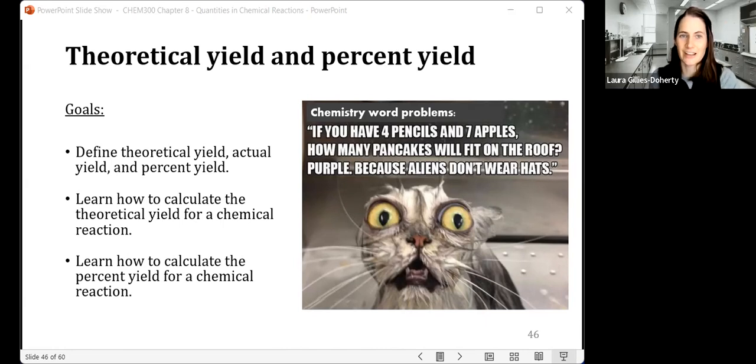So our goals are to define theoretical yield, actual yield, and percent yield, then learn how to calculate the theoretical yield for a chemical reaction, and then how to calculate the percent yield for a chemical reaction. We're going to be doing some word problems in this section as well as in the following section, which is where I'll work through several additional example problems related to stoichiometry.